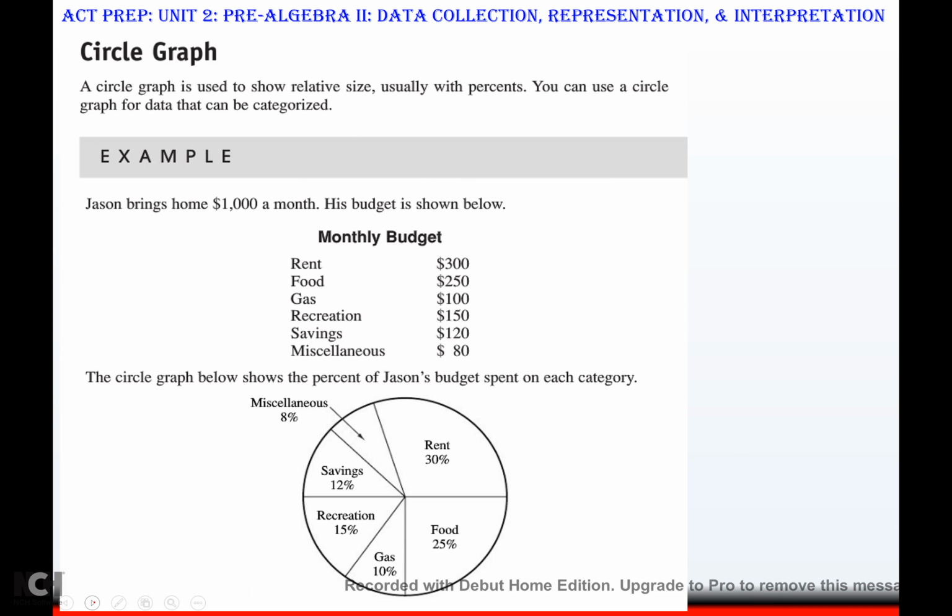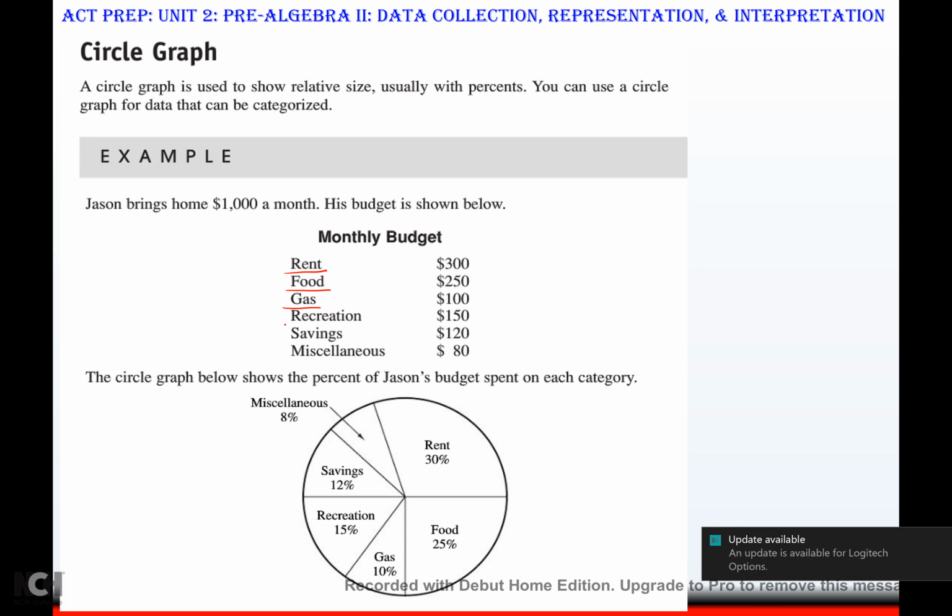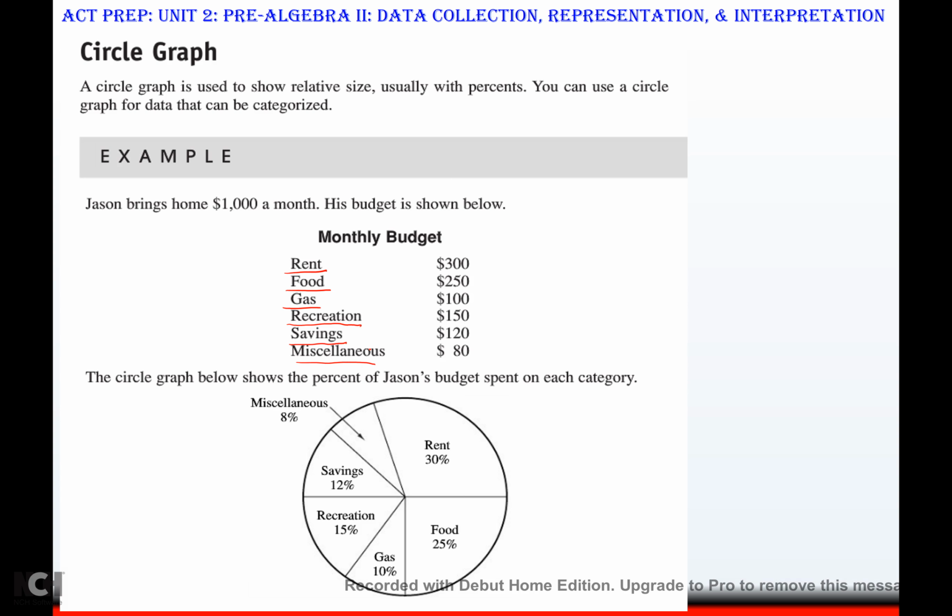A circle graph. A circle graph is used to show relative size, usually with percents. You can use a circle graph for data that can be categorized. So it says Jason brings home $1,000 a month. His budget is shown below. He spends $300 on rent, $250 on food, $100 on gas, $150 on recreation, $120 on savings, and $80 on miscellaneous. So how in the world did they come up with these percentages from these numbers?